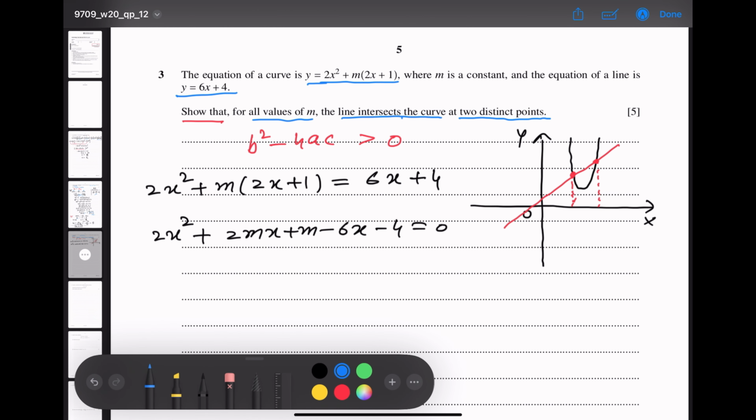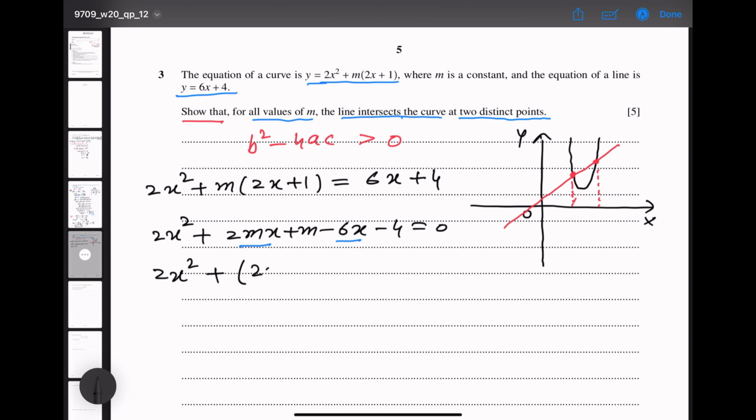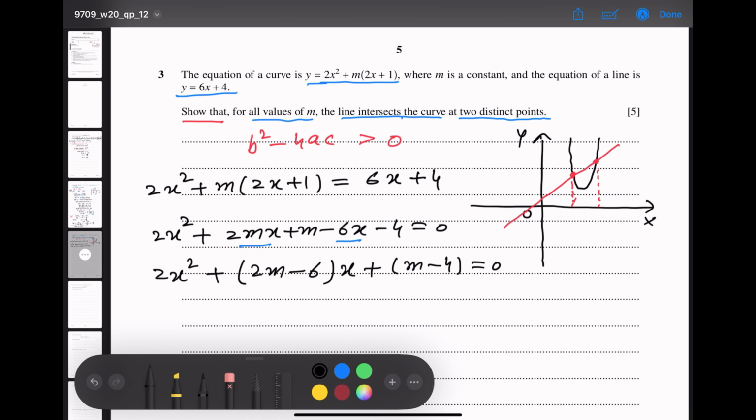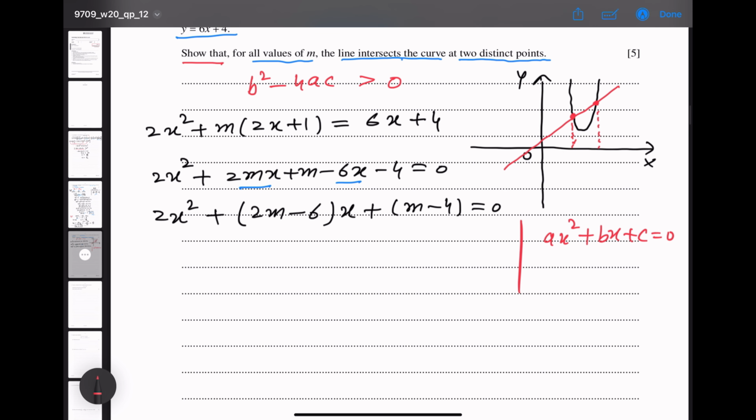Collecting the like terms, the x terms, these two terms. 2x square remains the same. Taking x as common, the remaining constant terms are m minus 4 is equal to 0. We can compare it with the general quadratic equation. Clearly, the coefficient of x square is a, coefficient of x is b, and constant term is c. This is a, this is b, and this is c.